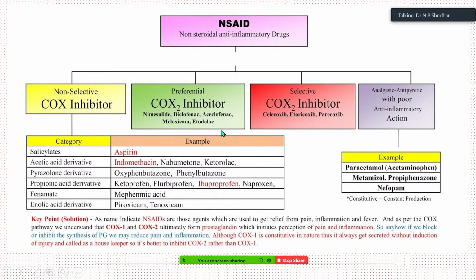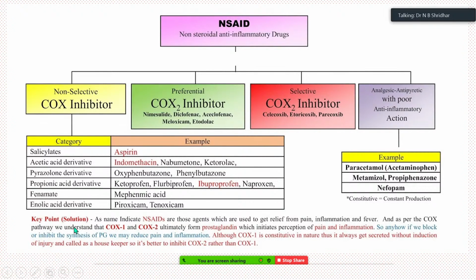Whereas the preferential COX-2 inhibitors act on both COX-1 and COX-2, but they have more affinity towards cyclooxygenase 2. The examples are nimesulide, diclofenac, aceclofenac, meloxicam and etodolac. Whereas the selective COX-2 inhibitors are celecoxib, etoricoxib, parecoxib. Analgesic antipyretics with poor anti-inflammatory actions, the classical examples are acetaminophen or paracetamol, metamizole, propyphenazone and nefopam. So all these points are very important.